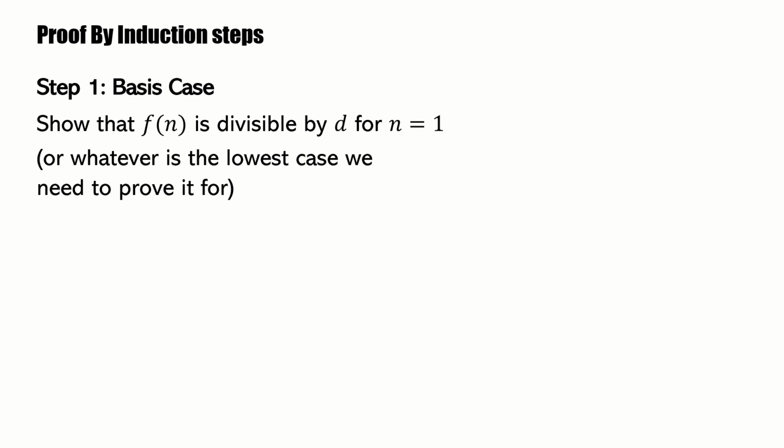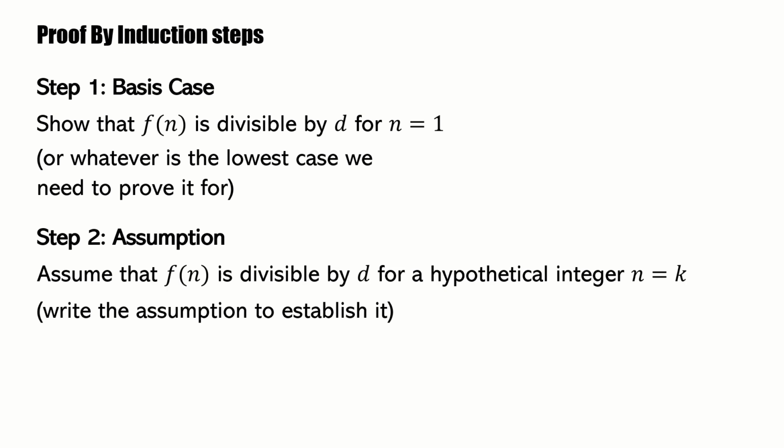If your basis case is going to be something different, it all depends on what the interval is that you're trying to prove your statement for. Normally, we are trying to prove the statement is true for all integers n greater or equal to 1. That's why n equals 1 is the basis case. But if you were trying to prove something was true for n greater or equal to 4, then n equals 4 would become your basis case. So do be adaptable. The second step is to assume the statement is true for n equals k.